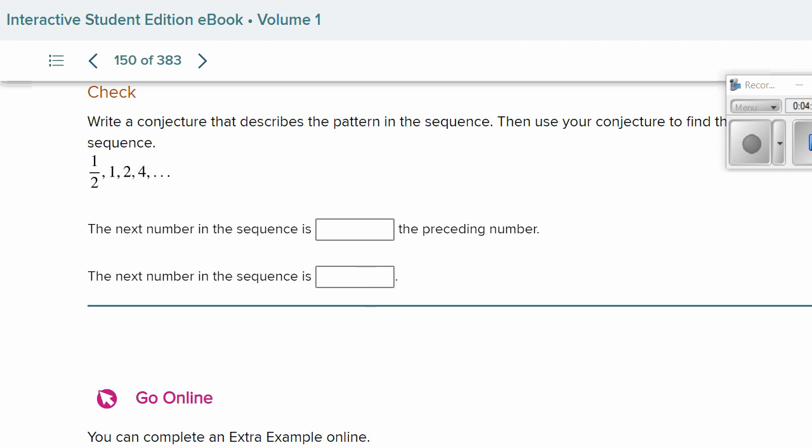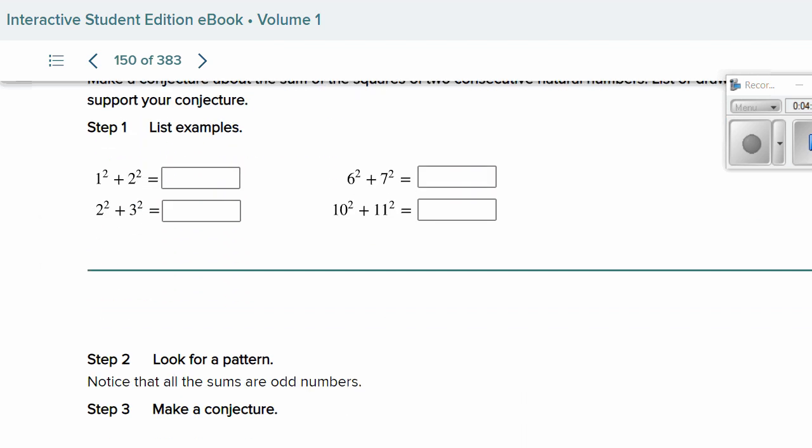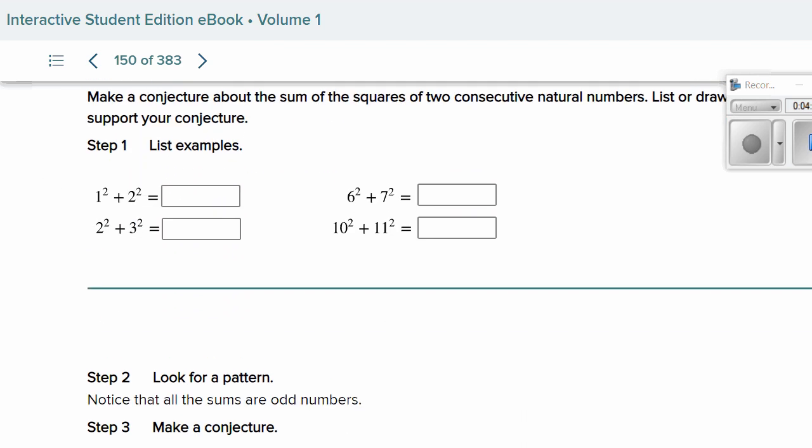If we take a look at another algebraic example, the conjecture here, and we've got to make sure we understand it, is the sum of 2 squares of consecutive natural numbers. Remember, consecutive means they come one after each other. So 1 and 2 in this first example are natural numbers, and they're consecutive, but I'm squaring both of them and adding them together. So 1 squared is 1, 2 squared is 4, and 1 plus 4 gives me 5.